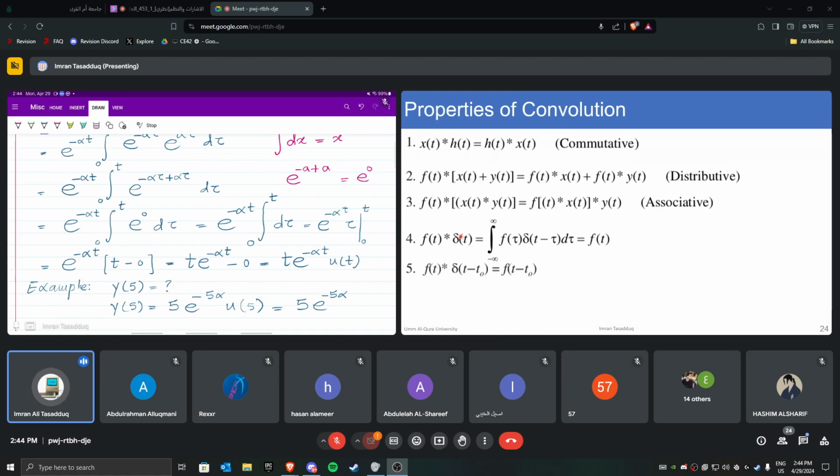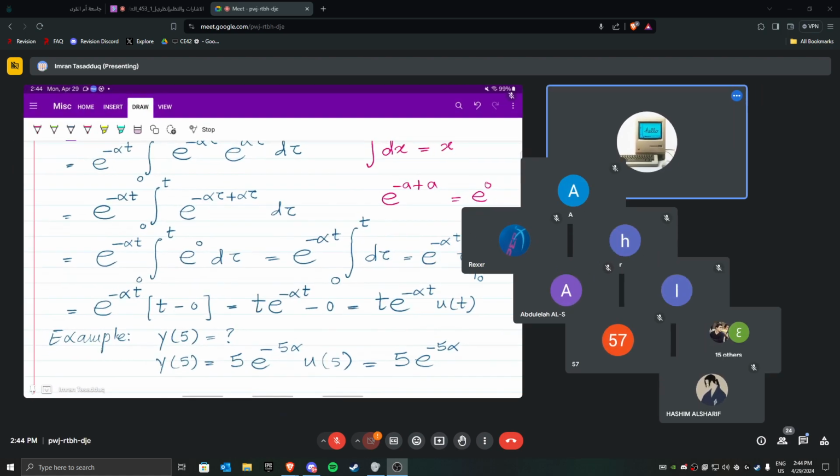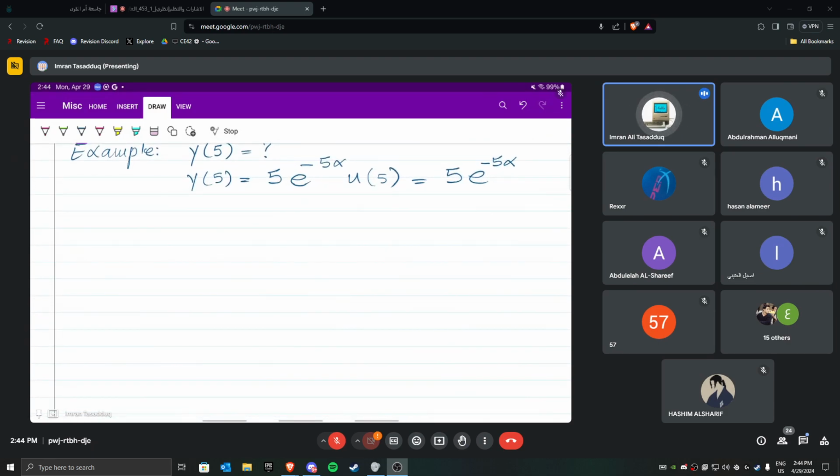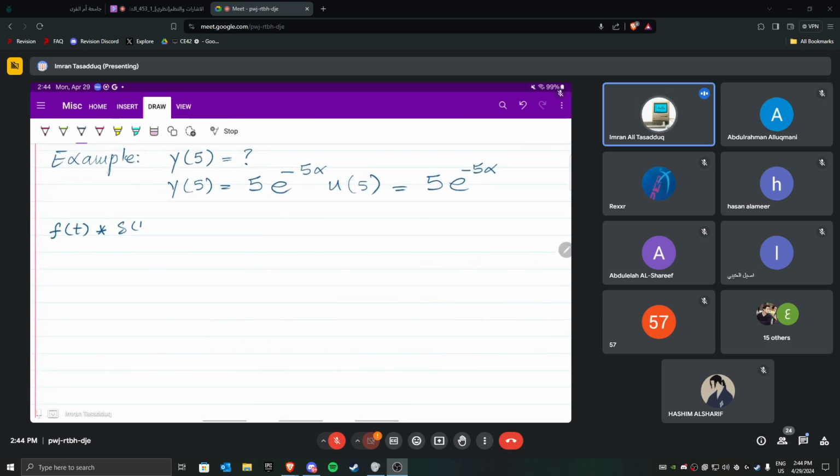Let me show it to you. Hold on, let me show it to you. So the property that we have is f of t convolution with delta t, and when we do this convolution, we say that it turns out to be f of t.